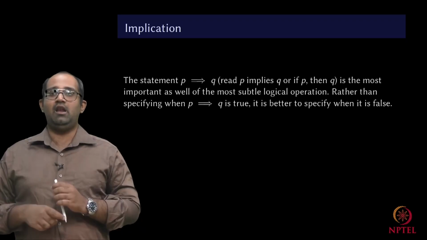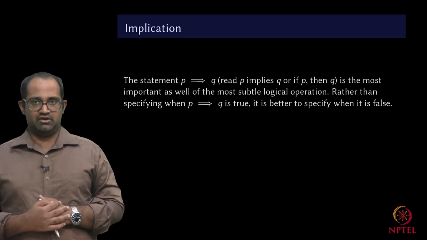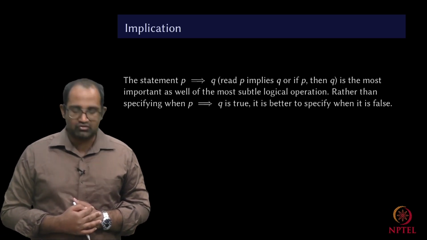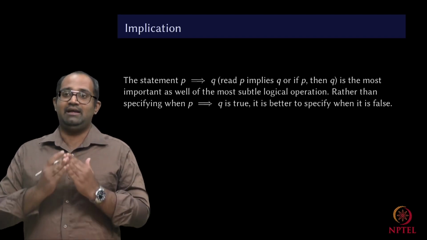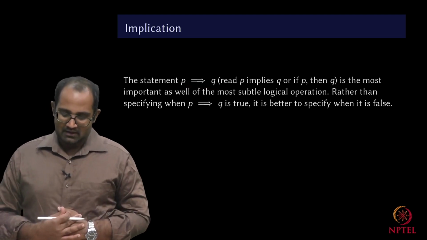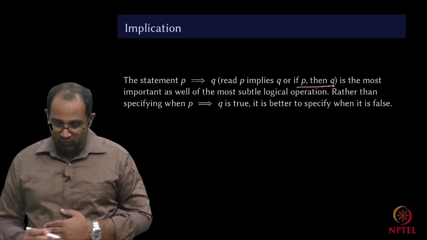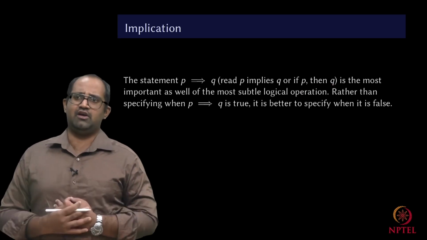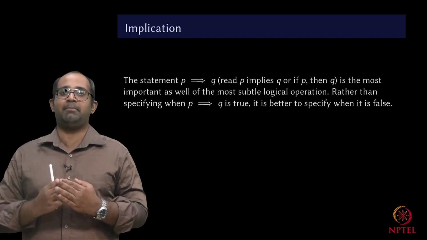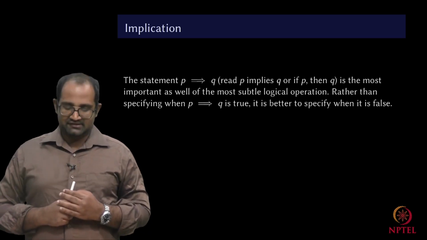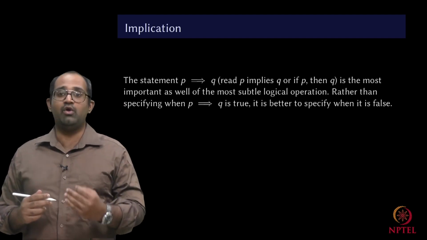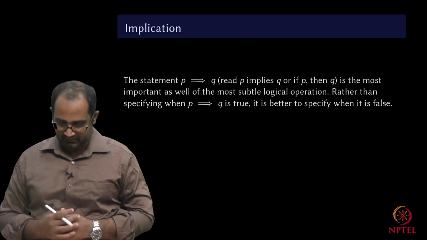We now come to the final logical operator, that of implication. Like most scenarios, the last one is the most important one, and in this case not only is implication really important, it is subtle. The statement P implies Q, read P implies Q or if P then Q, is a subtle logical operator. I am going to tell you the only scenario under which P implies Q is false. The subtlety comes because in almost all situations P implies Q is true, only in one situation P implies Q is false.